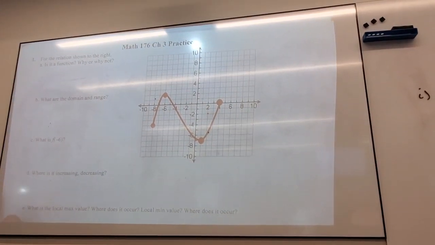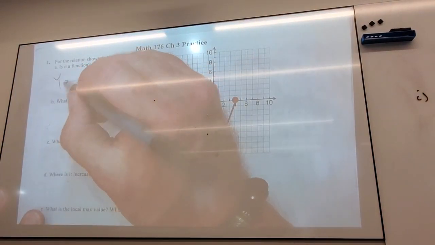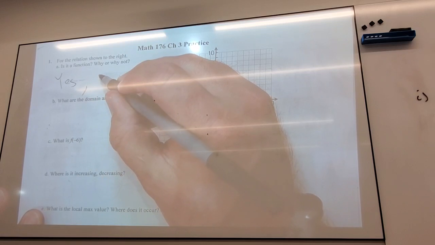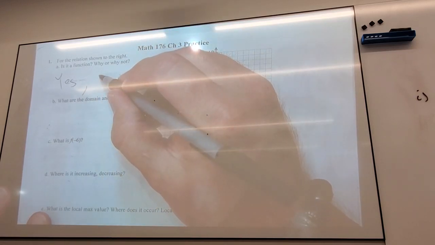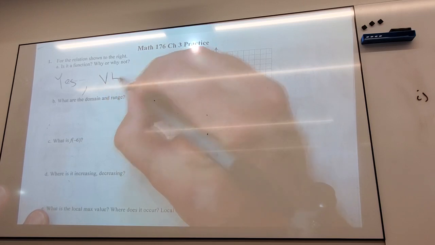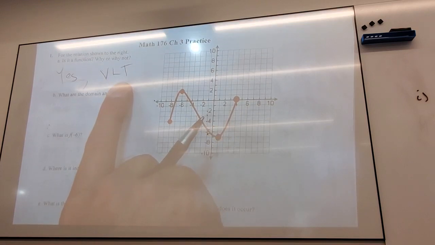It shouldn't be too crazy. Is it a function? Yes. Why? It only has one output for each input, and it passes the vertical line test. So you can say either of those, you can say both of those. Vertical line test is a visualization of the definition. So you can either say for every input there's only one output, or you could say it passes the vertical line test.